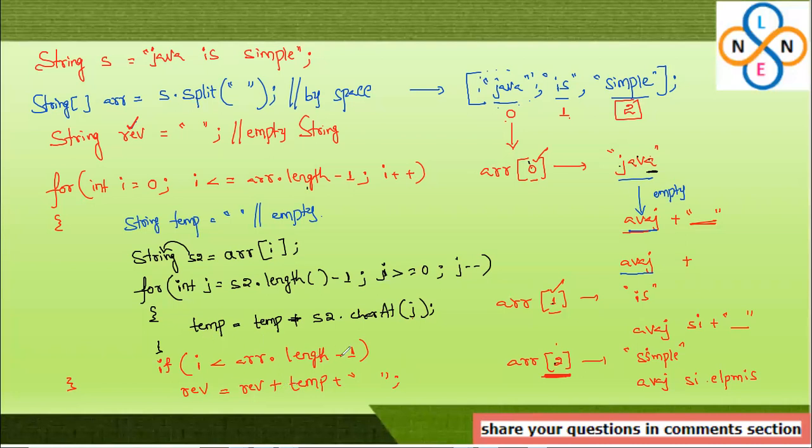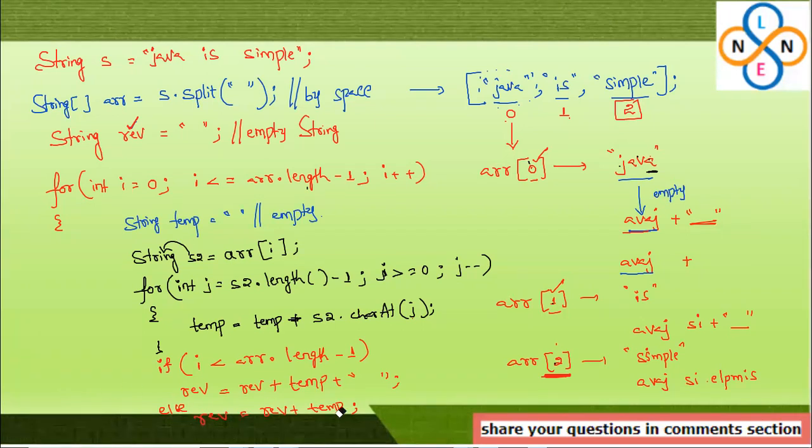Correct? So once this becomes equal, then what do we have to do? We have to add that string, but without adding any extra space. That's why I'm using the else part for this one. And what's the else part for this is rev equals rev plus only temp. There shouldn't be any space. Then finally, end of the outer for loop at this location.